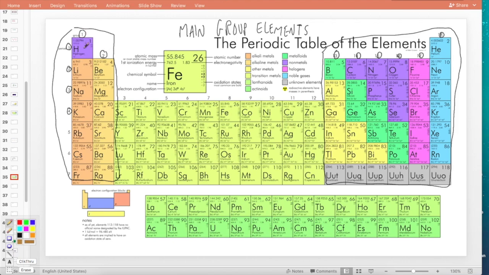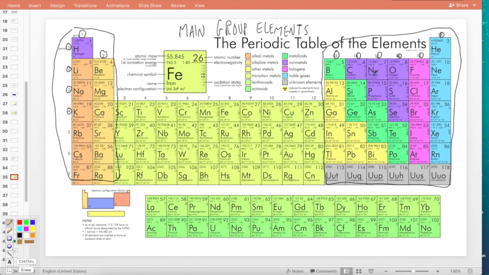All of these have 1 valence electron. What does that mean again? It means they have 1 electron in the outermost energy level, which corresponds to the period number once again. So potassium will have 1 electron in its outermost 4th energy level. Calcium will have 2 electrons in its outermost 4th energy level.